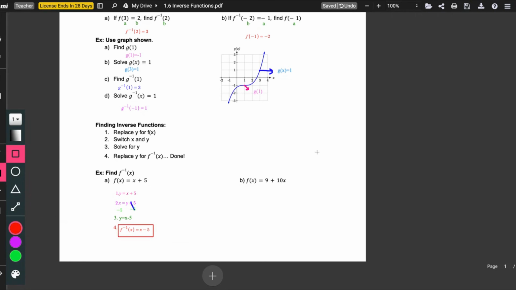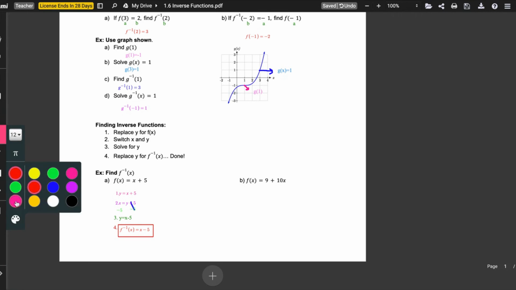So let's try another one. This one is a 2-step equation. So let's just use those exact same steps again. We'll start with number 1. Replace f of x with y. So we have y equals 9 plus 10x. Done. Step 2, I'm swapping x and y. So we're going to have x equals 9 plus 10y.